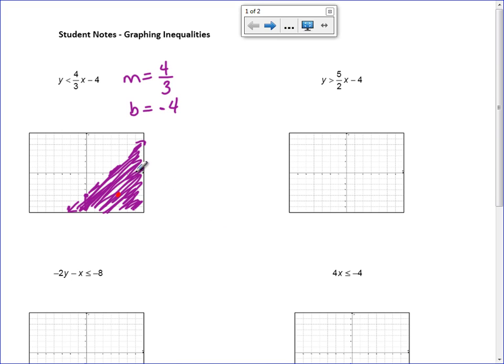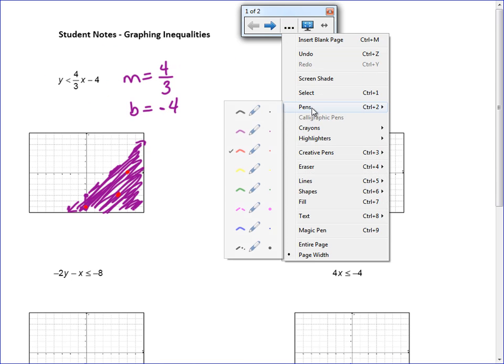So there's a point. I could also have a point right here. I could have a point right here. Any point inside that shaded area would count as part of my solution set because all of these points, if I plug them into this inequality, would make it true. So let's graph another one.